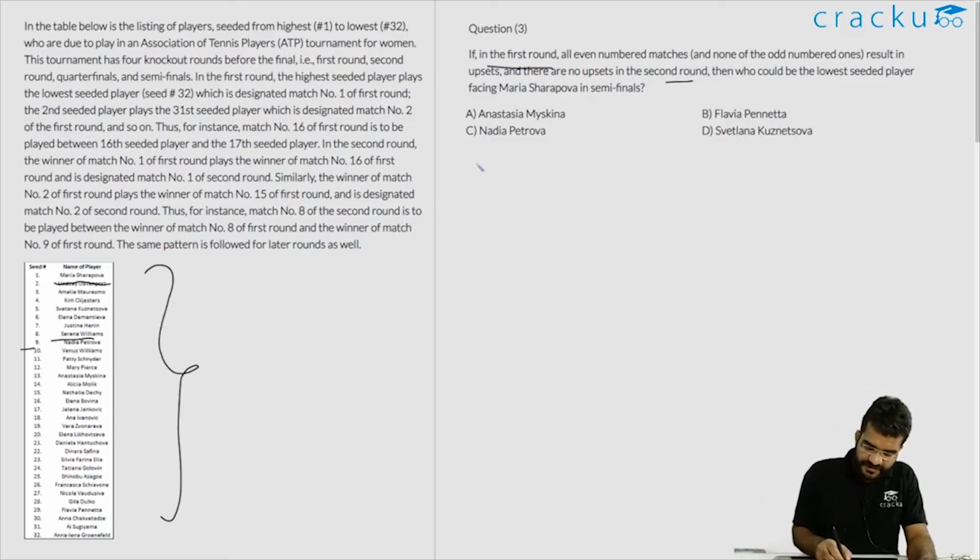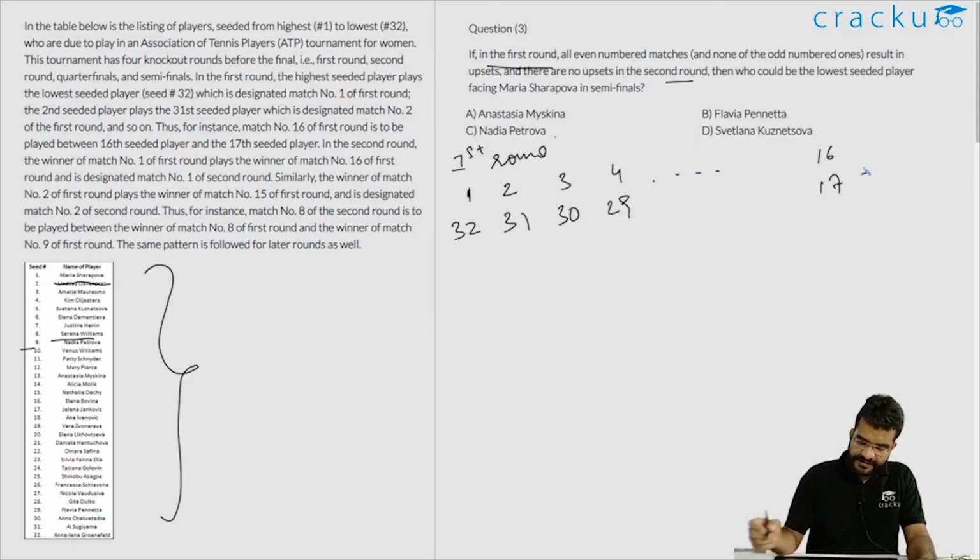Again, it is simple, just putting the pairings correct and then you will be able to get the answer correct. So in the first round, the matches will be 1 versus 32, 2 versus 31, 3 versus 30, 4 versus 29, and so on, up to 16 versus 17. We are told that in all the even numbered matches there will be upsets. So the lower ranked players will win.